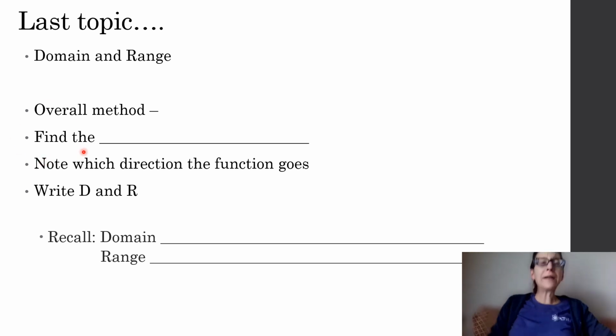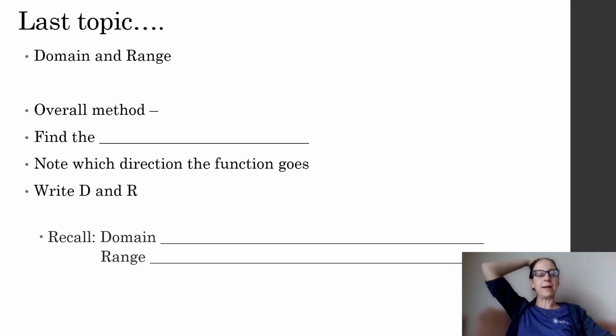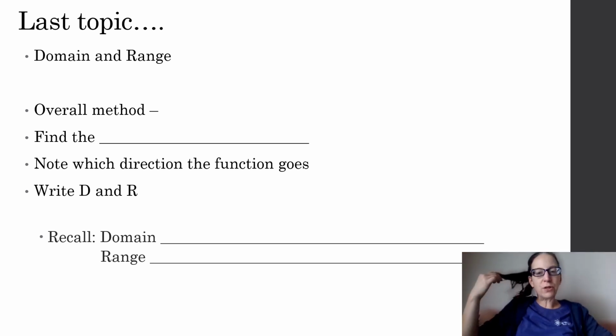Okay, last topic is domain and range. And we haven't touched a whole lot of domain and range this year. We've touched it a little bit. I said the domain of every single quadratic on the planet is all real numbers. Okay, and we don't want to forget that. This is a good unit to bring back that domain and range.